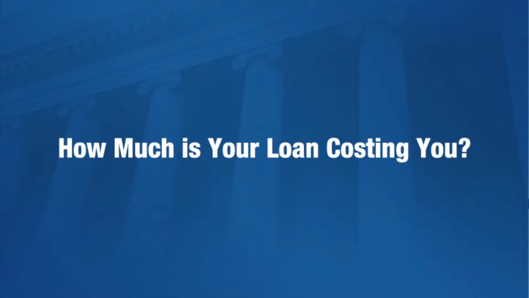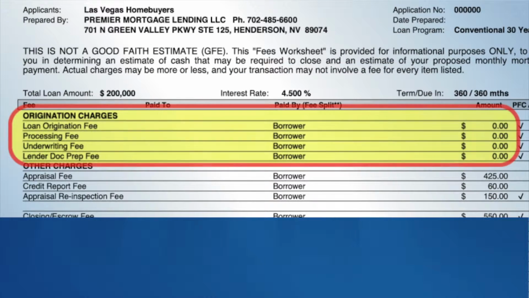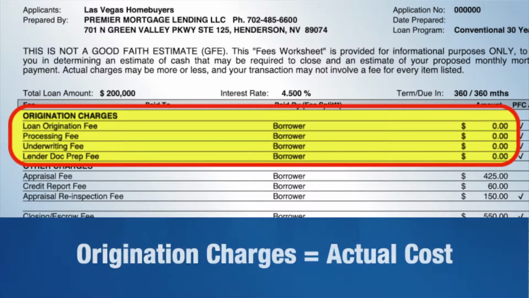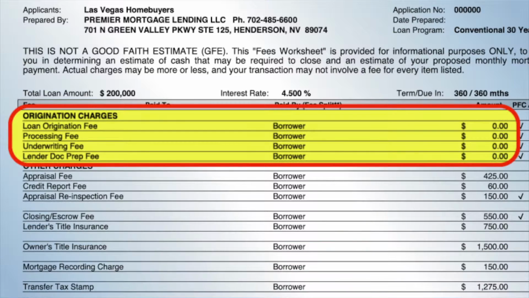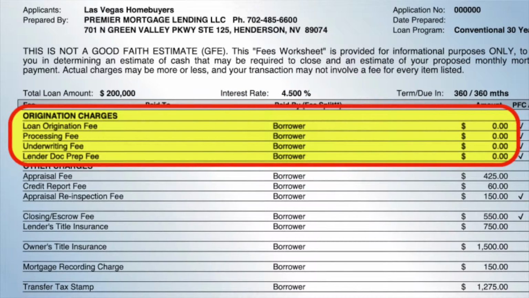So, how do you know how much the loan is actually costing you? Look at the very top section of your loan cost estimate. The top section of charges will be entitled Origination Charges, and that is the actual cost that the lender is charging you for your loan. With Premier Mortgage Lending, our origination charges will normally be zero on any of our traditional loan products.